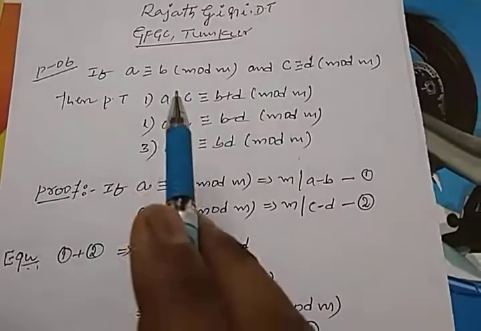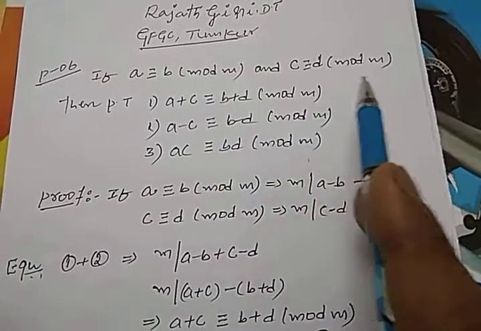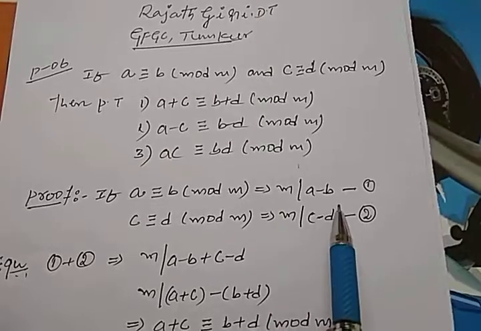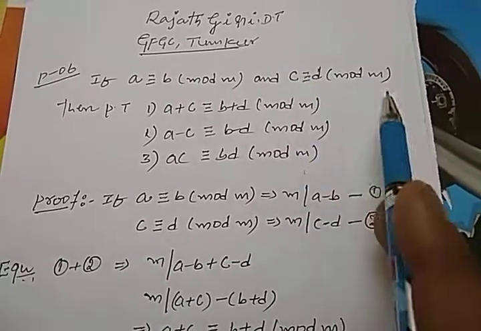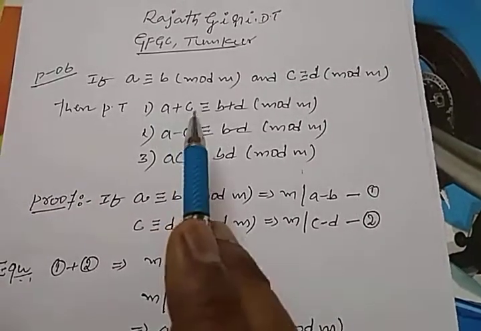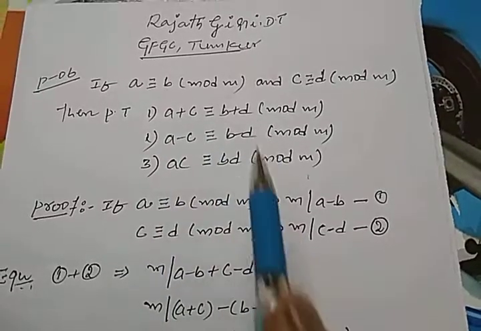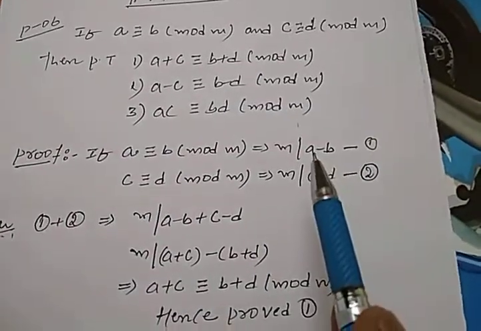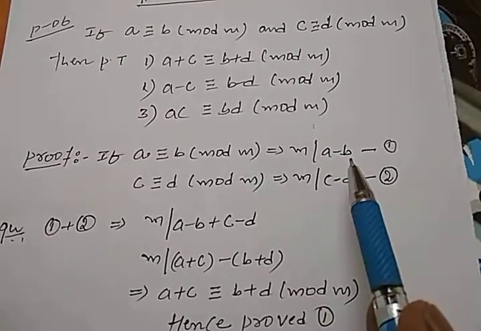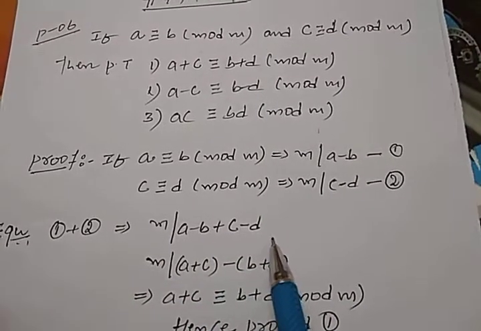Okay. Data is given. A is congruent to B mod M and C is congruent to D mod M. If A is congruent to B mod M, then M divides A minus B. If C is congruent to D mod M, then M divides C minus D. Observe carefully when the proof is given. Here there is A plus C is congruent to B plus D mod M. So I am going to add equation 1 and 2. M divides A minus B, M divides C minus D, then M divides A minus B plus C minus D.